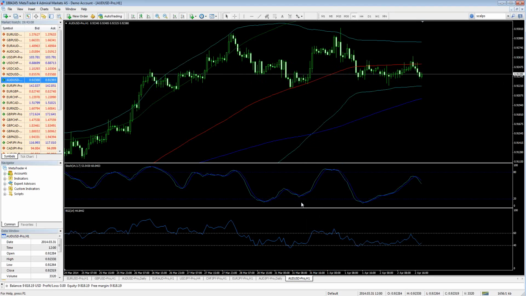So the stochastic ideally should be below 20, but if it's not, if it's very close to 20, we still can assume that our trade will be qualified. Okay. Now let's take another pair, GBPUSD.